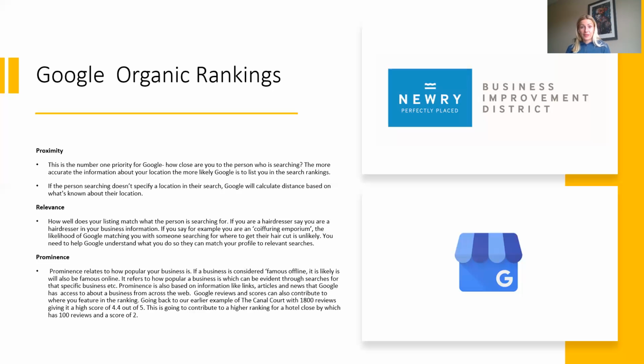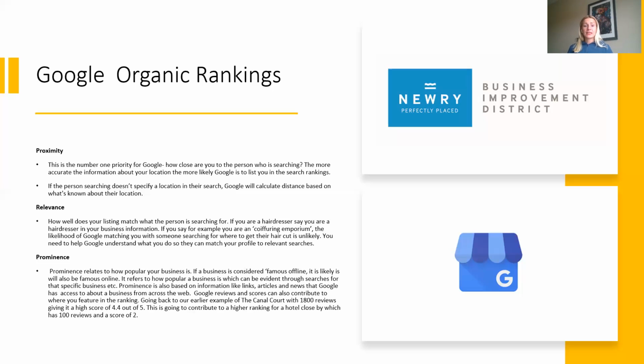Relevance is another important point. How well does your listing match what a person is searching for? I use the example of a hairdresser: say you're a hairdresser. You might be called a coiffing emporium, or something equally fancy, but that's not going to get you found in Google when somebody is searching for where can I get my haircut, or hairdressers near me. We have to understand that Google, while it is artificial intelligence at its very best, is not human. We need to help Google understand what you do so that it can match your profile to the relevant searches.